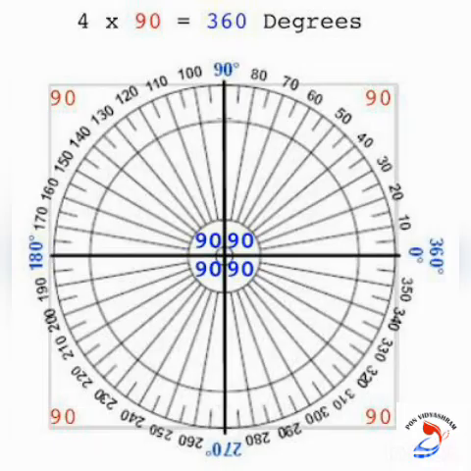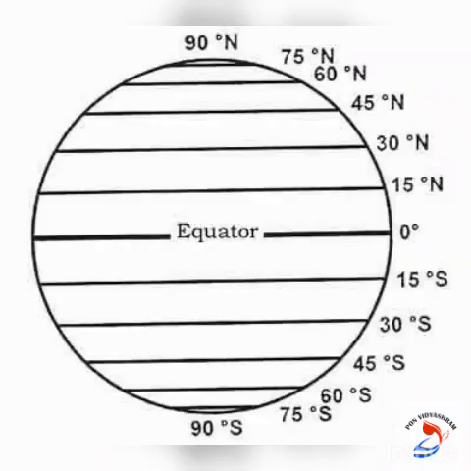Now we will see some important parallels of latitude. We have almost 360 degrees, each degree as a parallel. But there are certain parallels which are important to mark and to measure. So besides the equator, the North Pole, that is 90 degrees north, and the South Pole, that is 90 degrees south, there are 4 more important parallels of latitude.